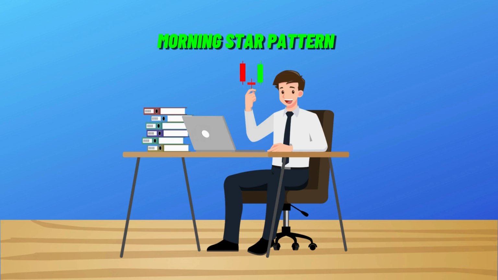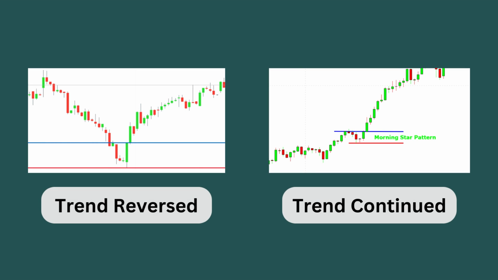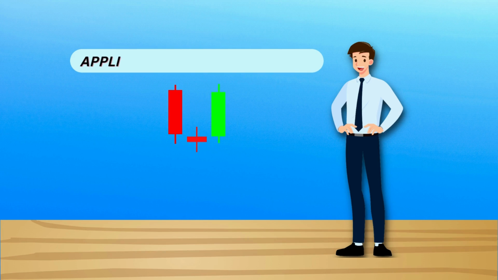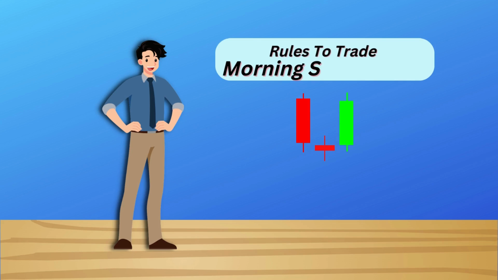Now we will study the Morningstar pattern and learn the correct method to trade it. Friends, Morningstar pattern is called a trend reversal pattern, but Morningstar also acts as a trend continuation pattern in larger time frames. Morningstar pattern is applicable in all time frames. There are some rules which are very important to follow in order to trade Morningstar pattern.